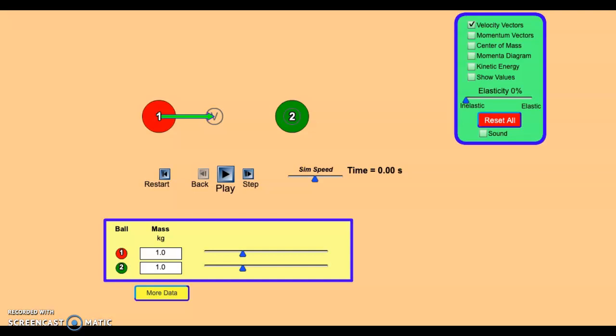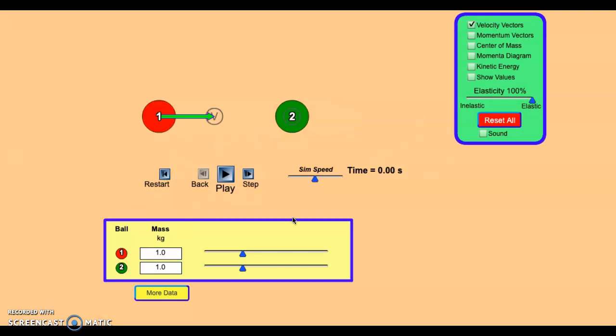To start off, we're just going to test what is the difference between an inelastic versus an elastic collision. So here I have two objects. One is moving to the right, the other is sitting still. They have the same mass, and we're just going to look at what happens when they collide inelastically. Okay, versus what happens when it's elastic.